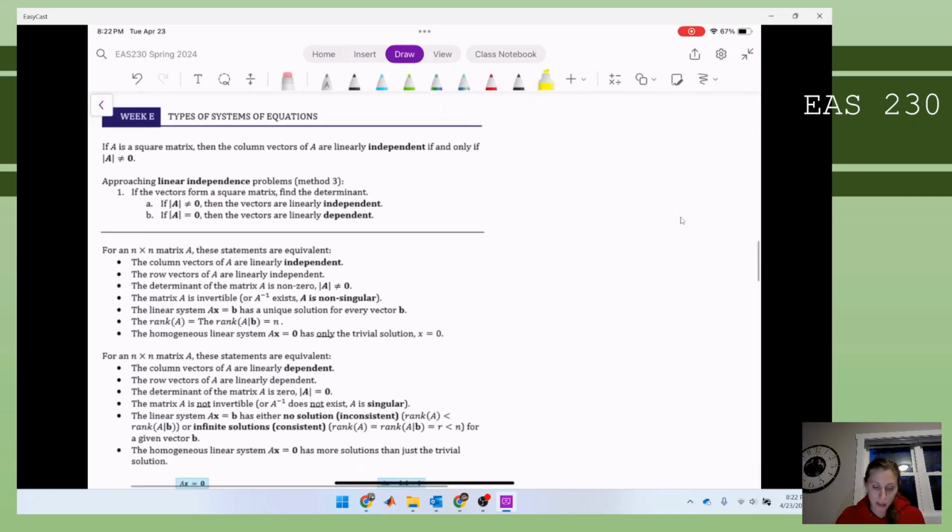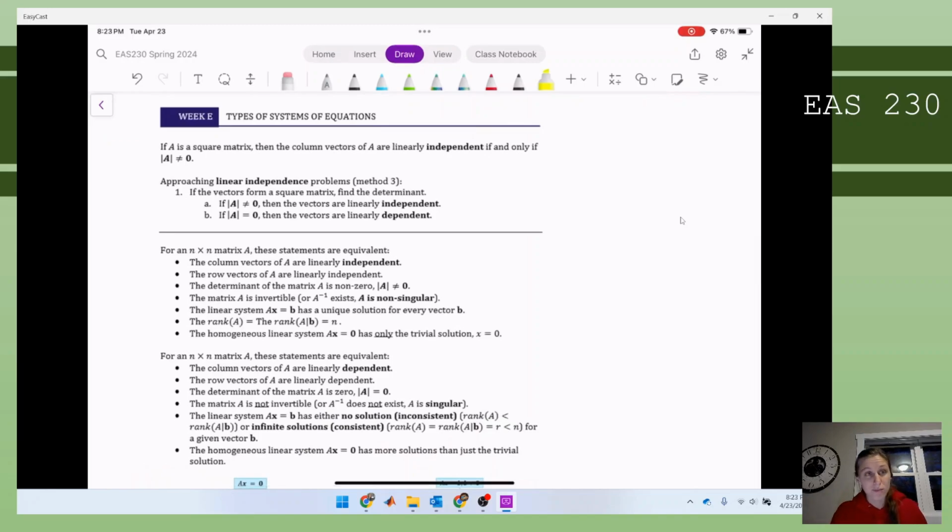Last method is using the determinant. So remember when we talked about Cramer's rule, and I mentioned that to use Cramer's rule, our inverse has to exist. That's essentially what this is aimed at. If A is a square matrix, then the column vectors of A are linearly independent if and only if our determinant is not equal to 0. Which means that if the inverse exists, our vectors are linearly independent. If the determinant of A is not equal to 0, then our vectors are linearly independent. If the determinant of A equals 0, then our vectors are linearly dependent.